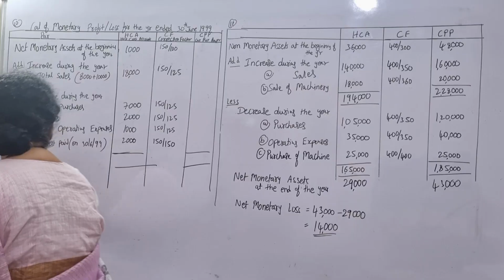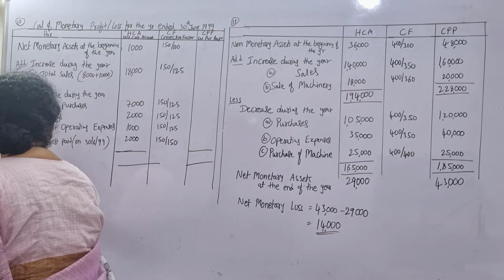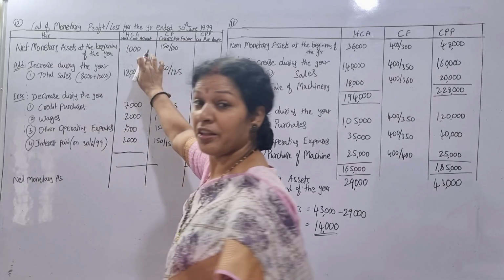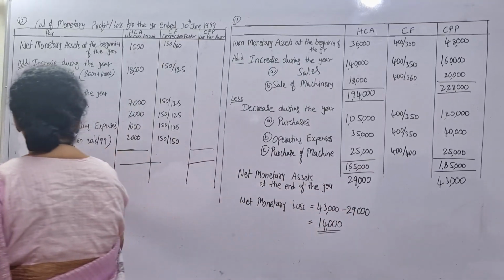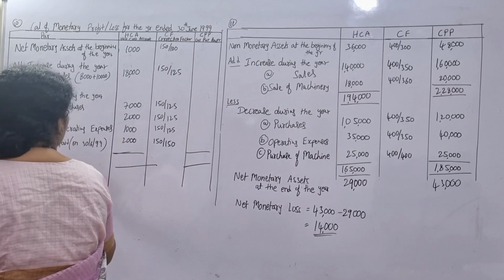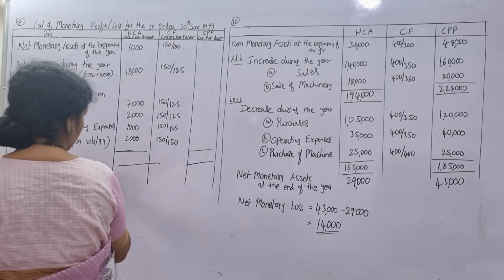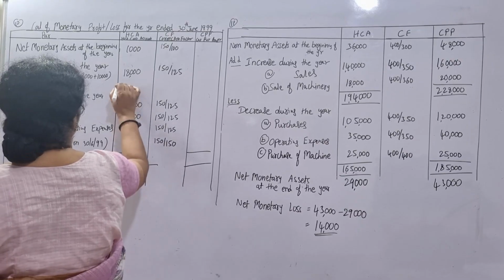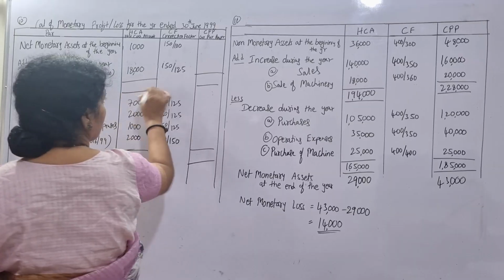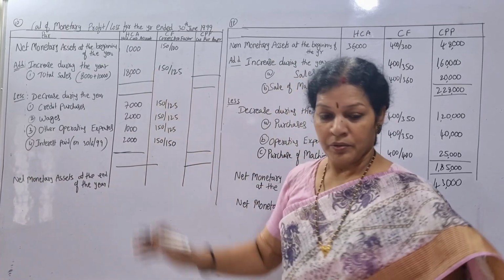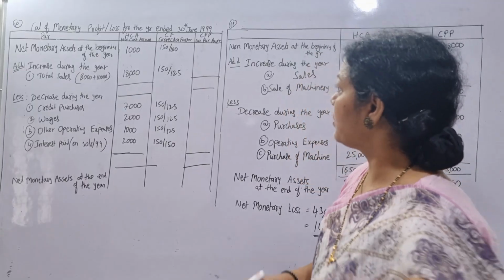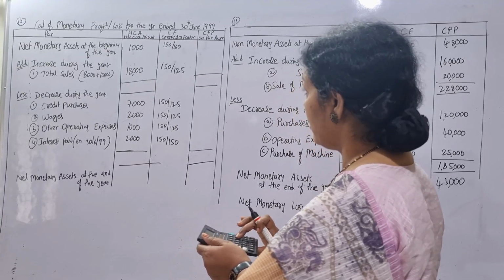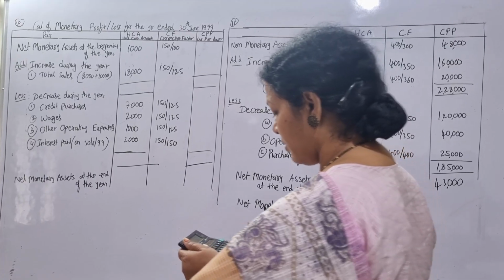You can say net monetary assets at the end of the year. This is net monetary assets at the beginning of the year. Now at the end of the year, net monetary assets. How do you get it? First we'll close this one. We need to calculate all these things. 1,000 into 150 divided by 100, which comes to 1,500.